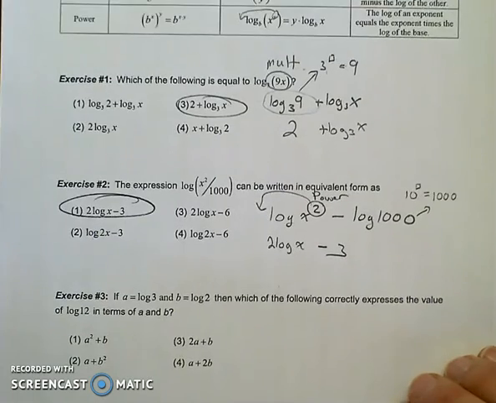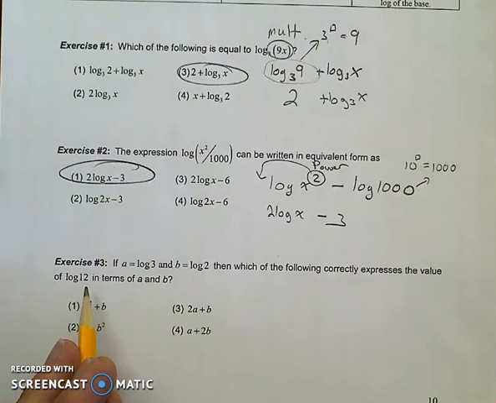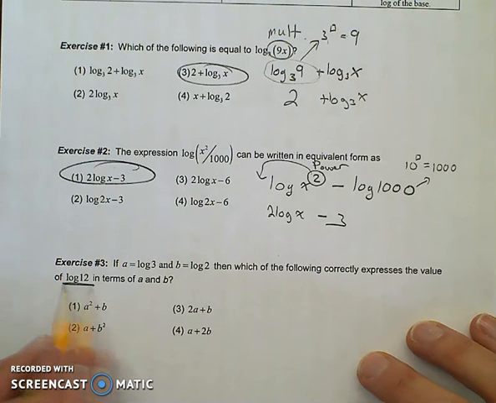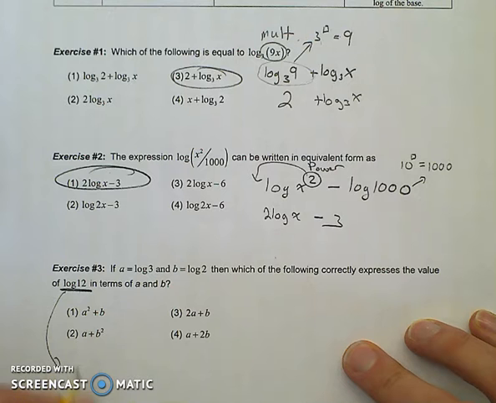Again, if you need to, pause this, think about it, or repeat it so you can hear it again. For this last one, this one's a little different, but a good question. We want it in log of 12. So our thought process is going to be, what expression using 3s and 2s equals 12?